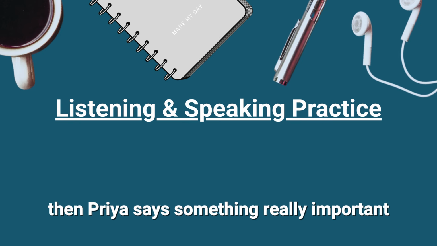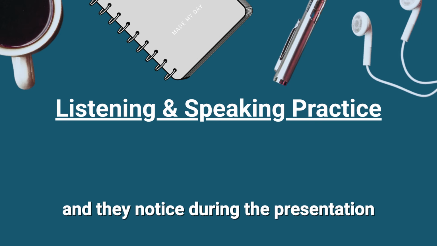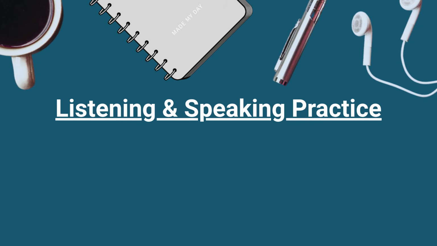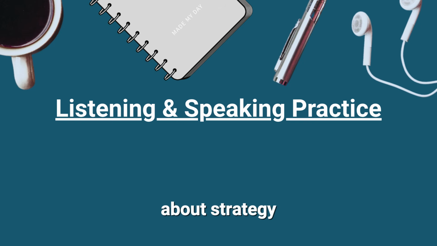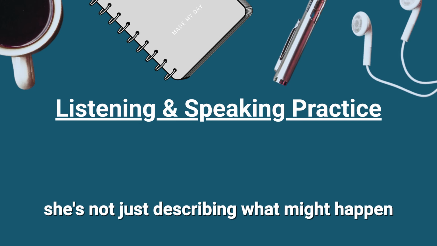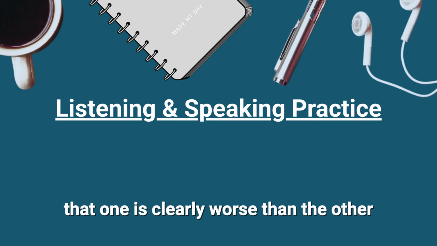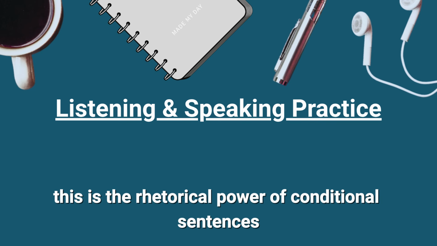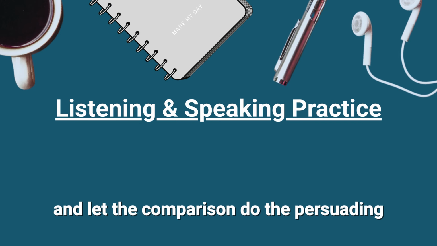Then Priya says something really important. "If we try to bury it, and they notice during the presentation, that's going to be much worse than just being honest now." This is using the conditional to make an argument about strategy. She's not just describing what might happen. She's comparing two possible futures and making a case that one is clearly worse than the other. This is the rhetorical power of conditional sentences. You can lay out two if scenarios side by side and let the comparison do the persuading.